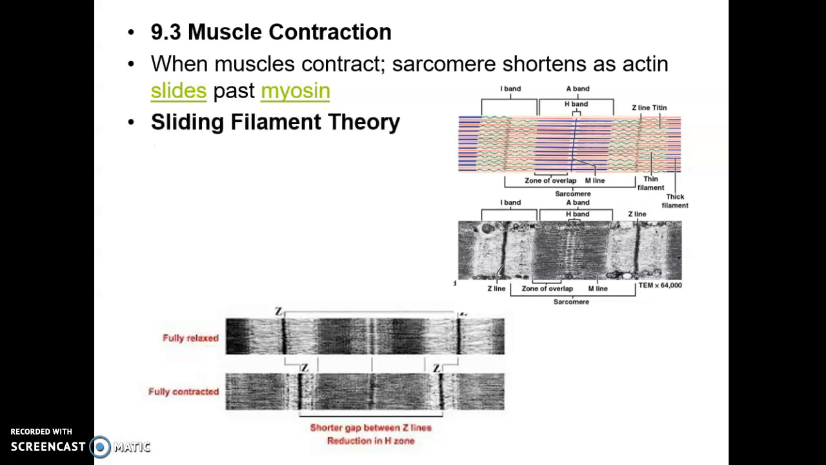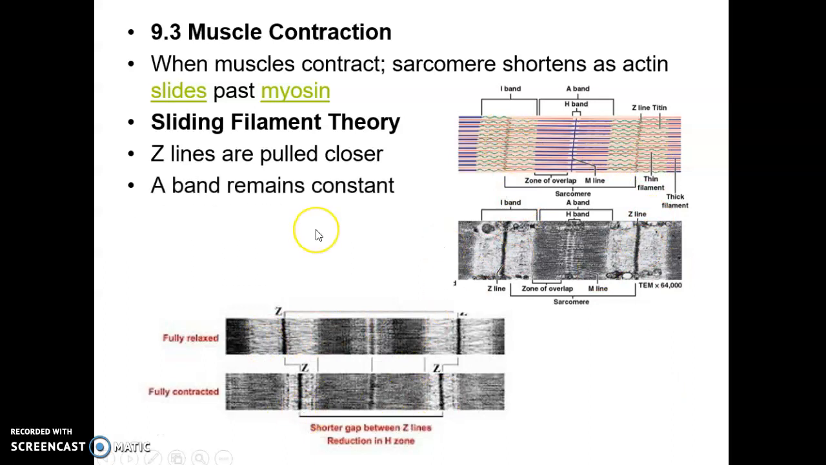So this process of the filaments sliding past each other, thin versus thick, is called the sliding filament theory of sarcomere contraction, muscle contraction. The Z lines get pulled closer to each other. As you notice here, during contraction, the A band remains constant, because that's the dark band that has just thick filaments.